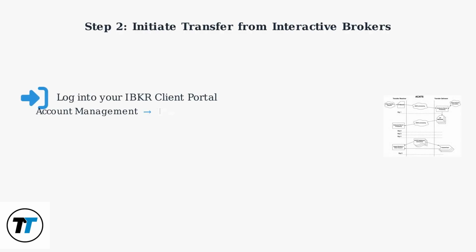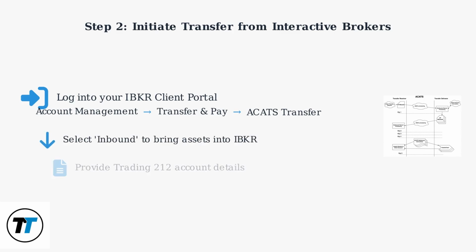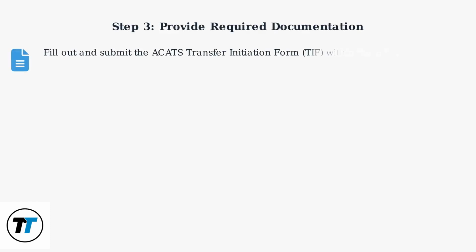To initiate the transfer from Interactive Brokers, first log into your IBKR client portal. Then navigate to Account Management, Transfer and Pay, and ACATS Transfer. Select Inbound to indicate you're bringing assets into IBKR. You'll need to provide details about your Trading 212 account, so make sure you have your Trading 212 account number handy. Now, fill out and submit the ACATS Transfer Initiation Form, or TIF, directly within the Interactive Brokers portal. This form collects all the necessary details for the transfer process.